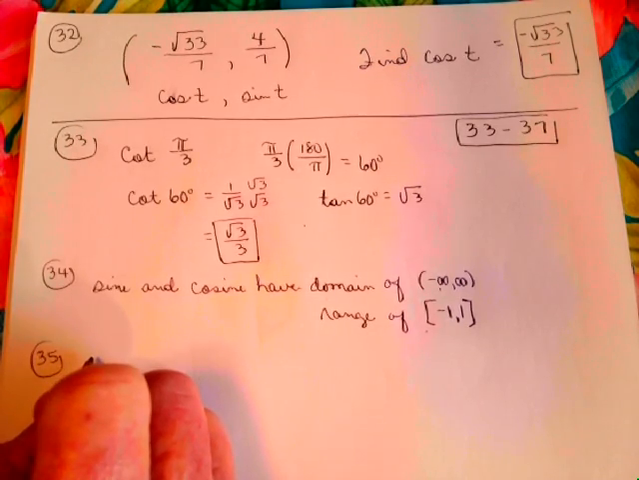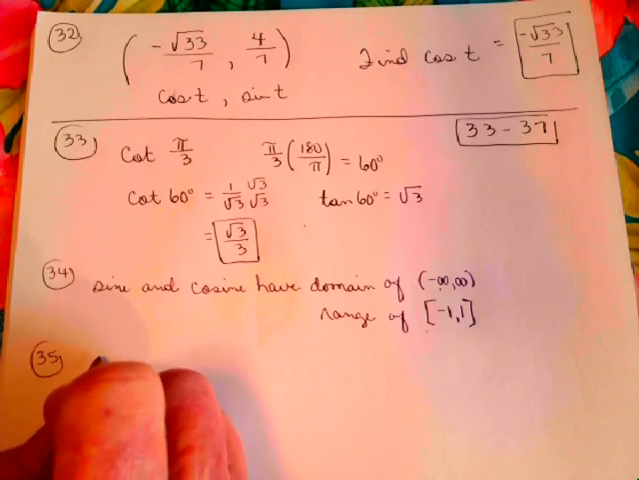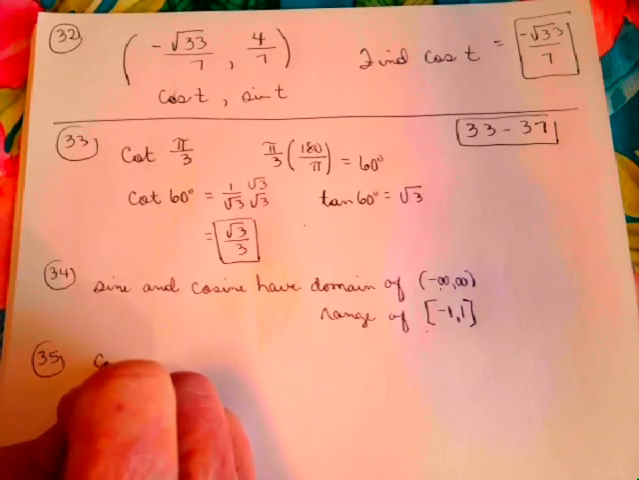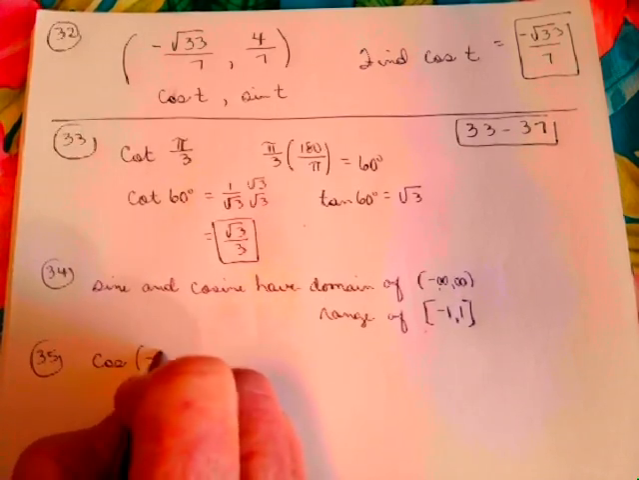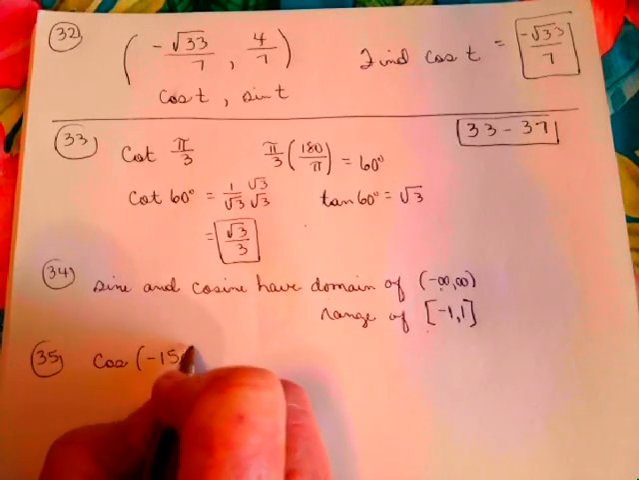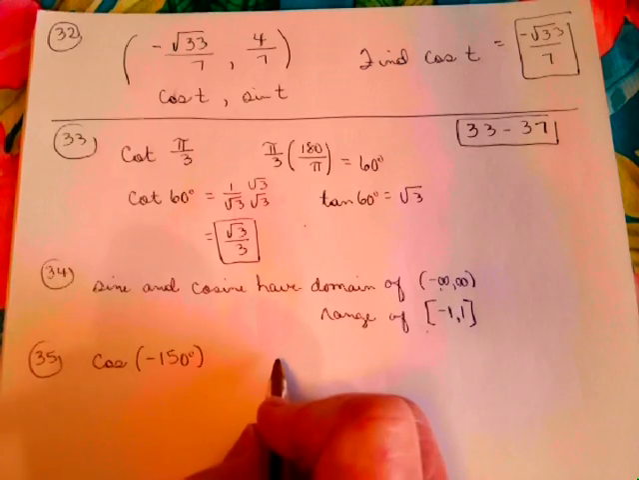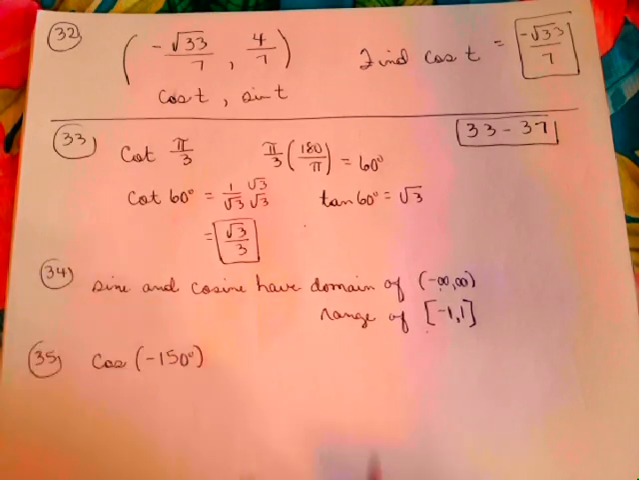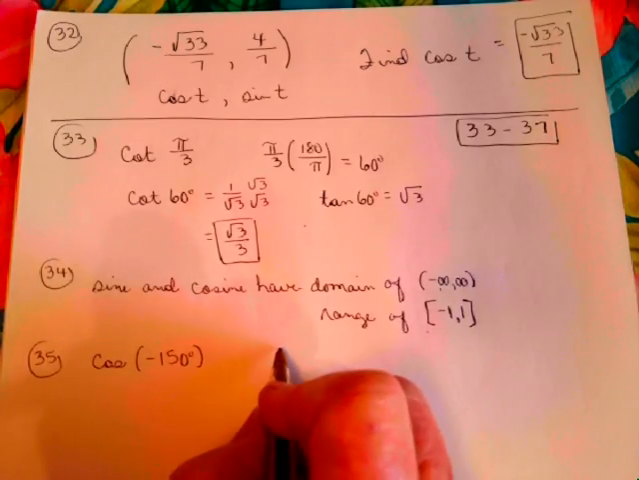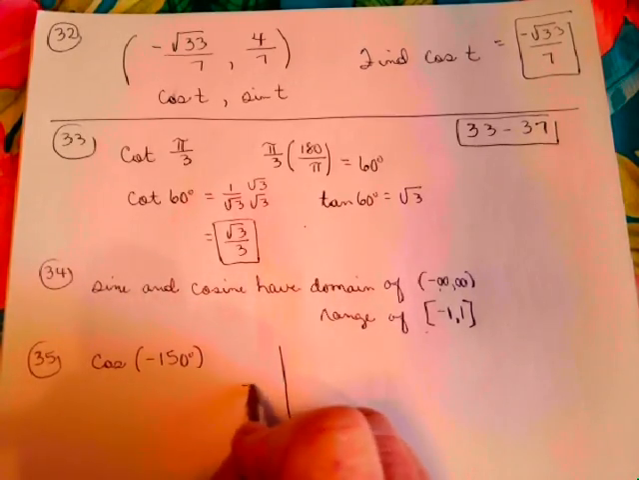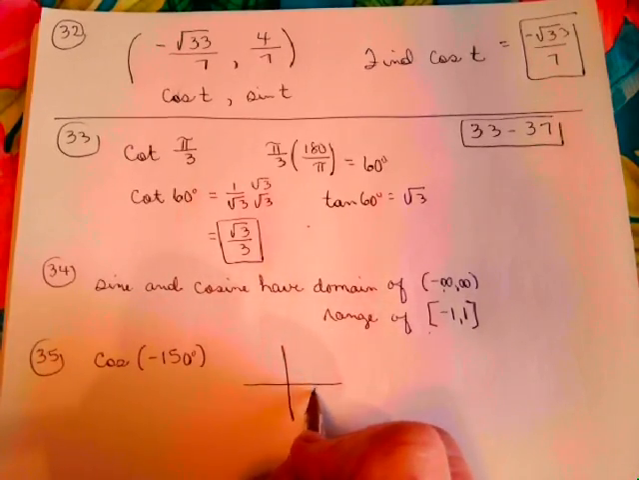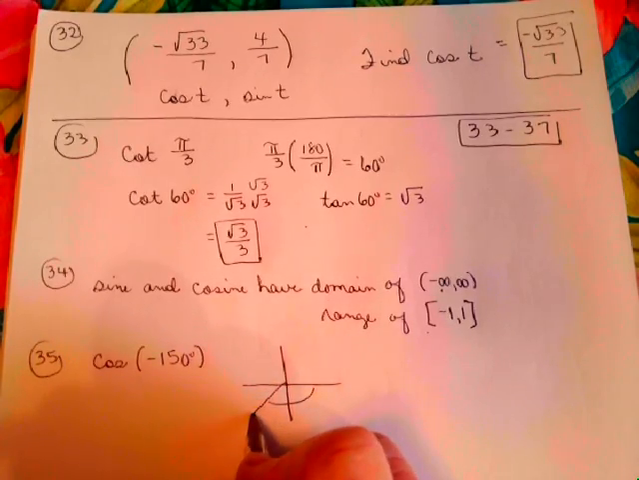35. Use even and odd properties of trig functions to find the exact value of the cosine of -150 degrees. If you don't even want to think about even and odd, just draw this -150 degrees.